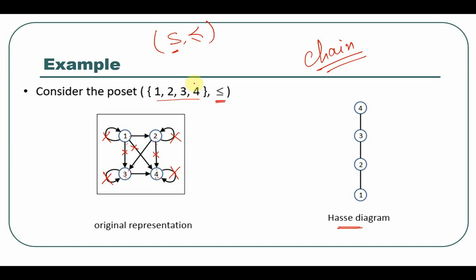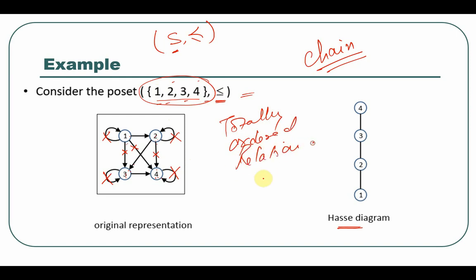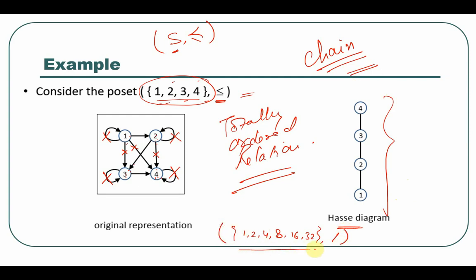See, you take 1, 2, 3, 4, you arbitrarily take any pair, 1 and 4 let us say. So 1 is less than equal to 4. If I take 3 and 2, 2 is less than equal to 3. If I take 2 and 4, 2 is less than equal to 4. So such a relation is called a totally ordered relation, and its hash diagram is in the form of a straight line, and it's called a chain. Another example can be, say for example, if I have 1, 2, 4, 8, 16, 32, and let us say the operation is divisibility. Right? This again is an example of a totally ordered relation.